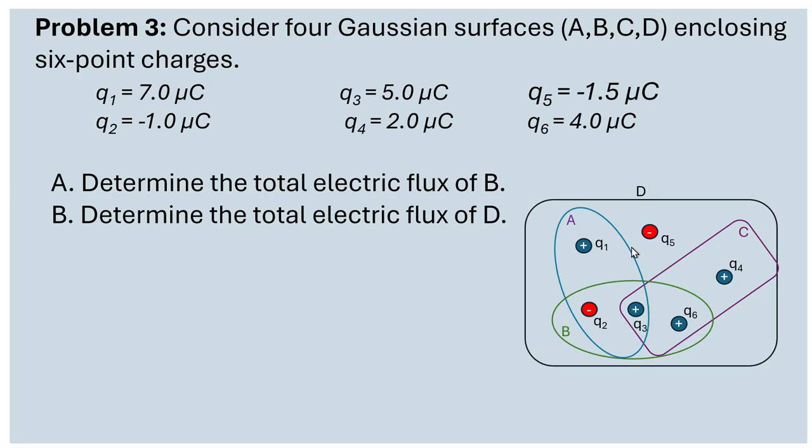Alright, so we have problem number 3 in Gauss law. Consider four Gaussian surfaces. And what does it mean by these Gaussian surfaces? It means we have four containers. Each container has a different amount of charges. So we have container A, B, C, and D.